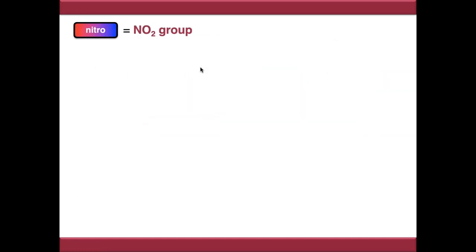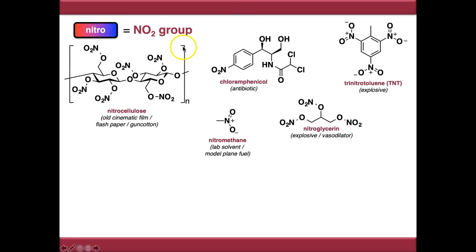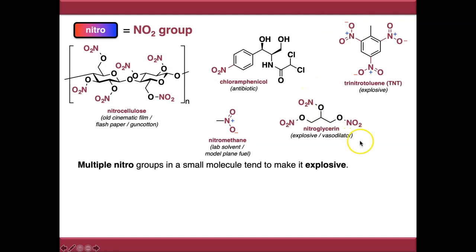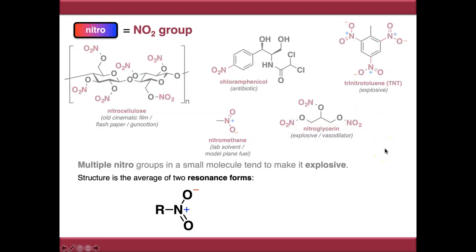So moving on to the groups which have both nitrogen and oxygen in, from nitrile to nitro, which is an NO2 group. So here's a load of compounds that have got an NO2 group in them, just highlight them all. So you can either draw it out like this, or you can abbreviate it as NO2. Having multiple nitro groups in a small molecule tends to make it explosive. So anything with a high nitrogen to carbon ratio tends to be pretty pokey. So things like nitroglycerin and TNT are obviously contact explosives.